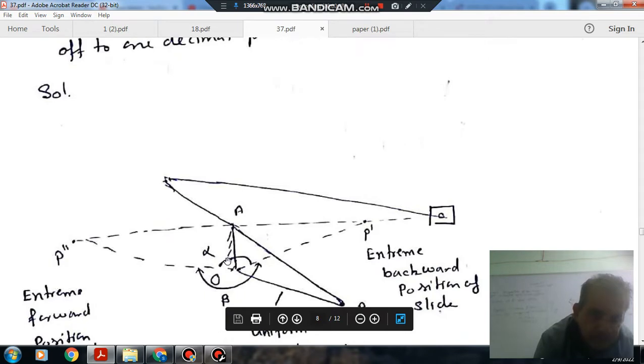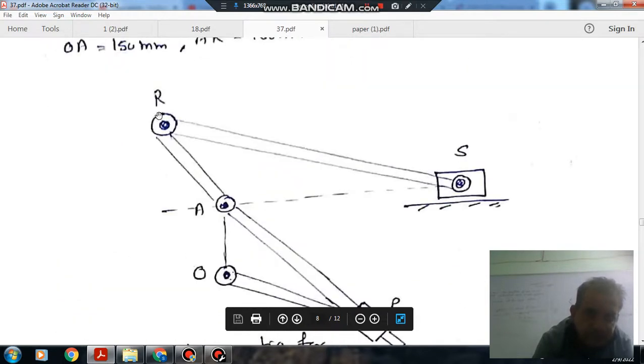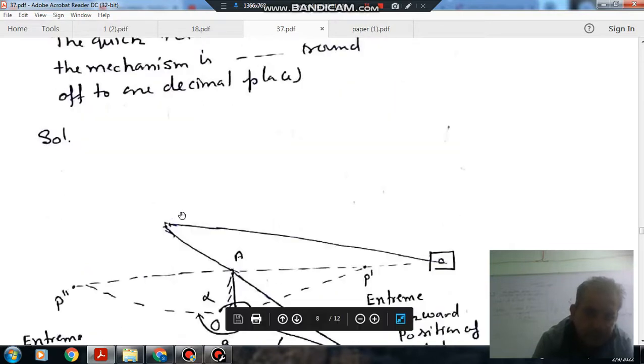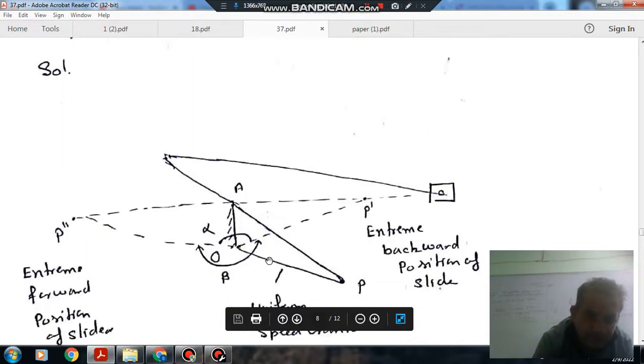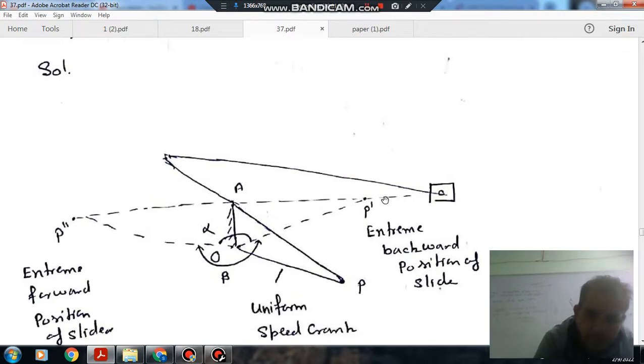This is your fixed link, because in the mechanism the shortest link is the fixed link. This is the normal configuration given. This is OP, this is OR, and this is RS. When this behaves as a crank and reaches P dash, then this point will be opposite to this and the slider will be at the extreme backward position. And when point P is at P double dash, the slider will be at the extreme forward position.